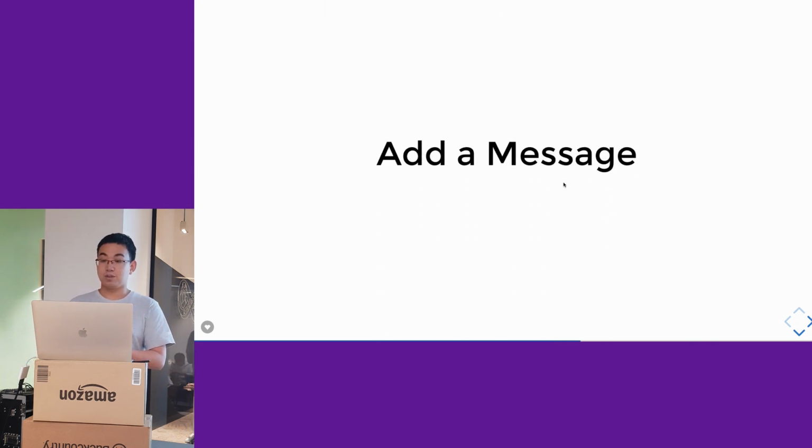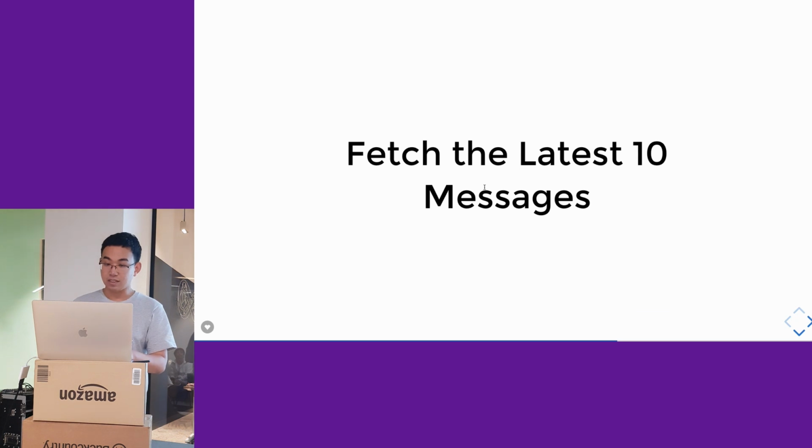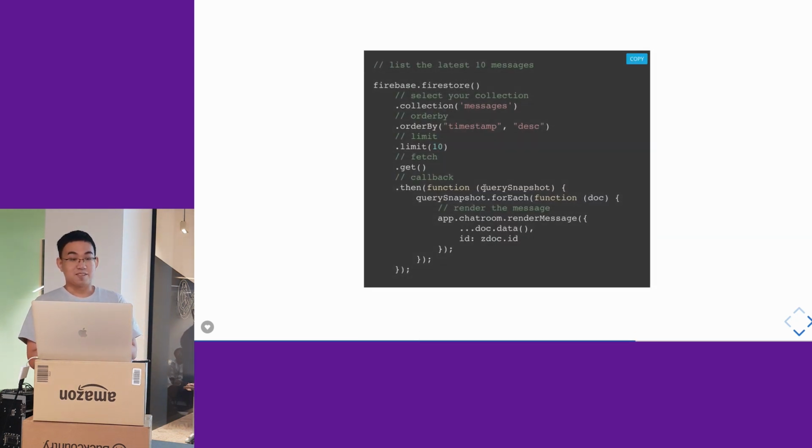Okay, now let's try to add a new message. It's like sending a message in the chat room. First, you need to select your collection, and here we select messages, and just call the function, and you can put a data object in the function, and it will be stored in the cloud. It's very easy. Next, fetch the latest 10 messages. It's quite simple. Just select your collection and apply some filter functions like order by, where, or limit. You will get the data in the response.